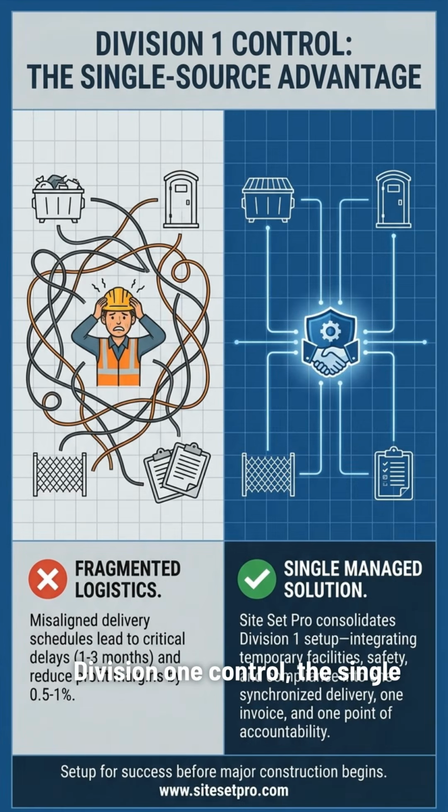Division 1 control, the single source advantage. Fragmented logistics can lead to delays and reduced profit. A single managed solution consolidates temporary facilities, safety, and compliance, offering synchronized delivery, one invoice, and one point of accountability. Setup for success begins before major construction.